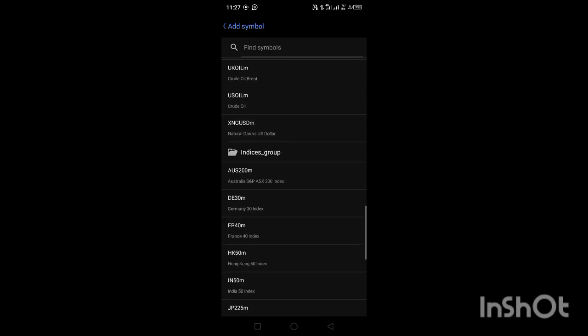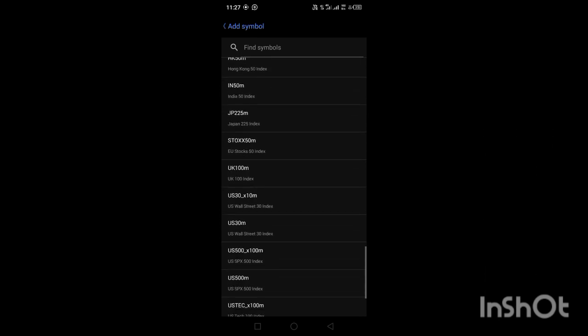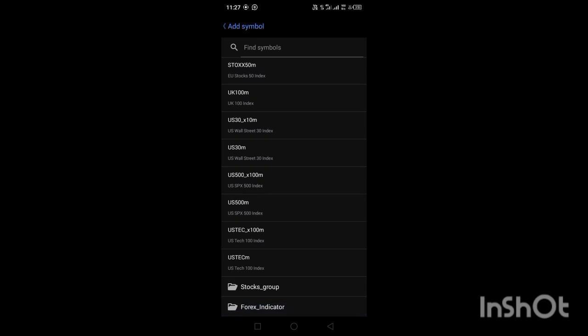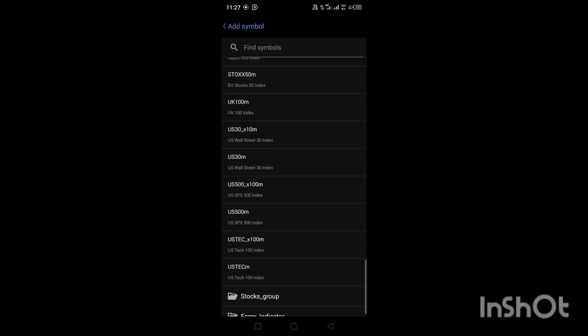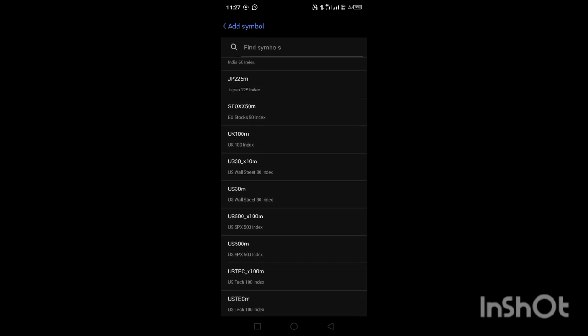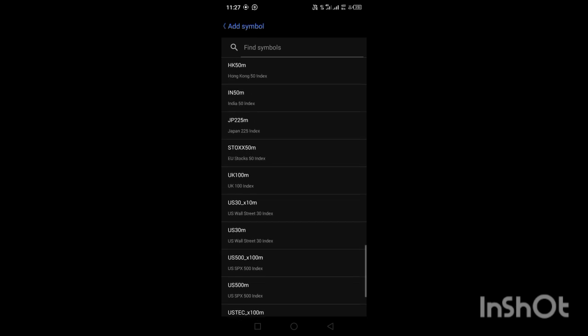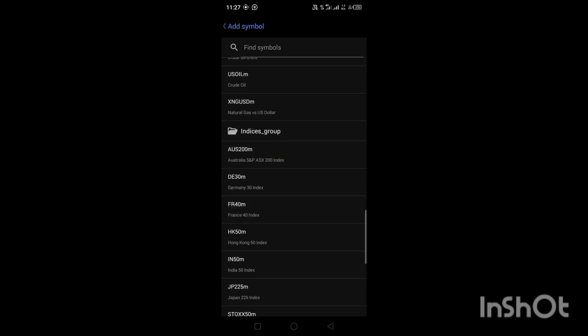Then they will have what we call indices. Indices are indexes from some countries, some from companies too. So we have Nasdaq, they call it US Tech. They have S&P 500, they have Dow Jones, Wall Street. You learn all of them with time.